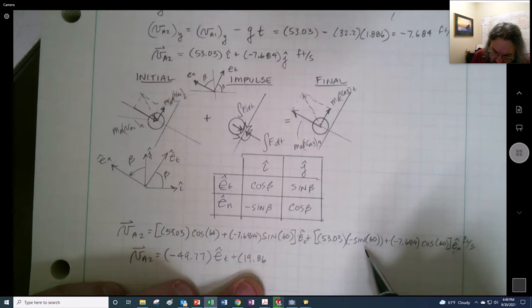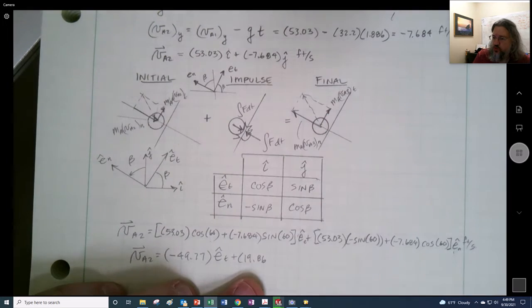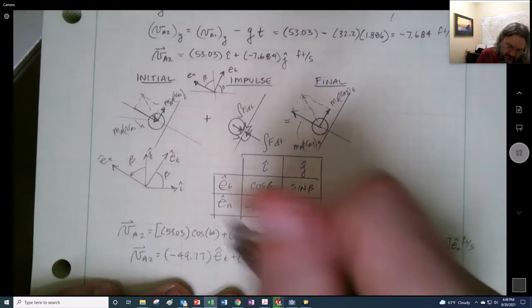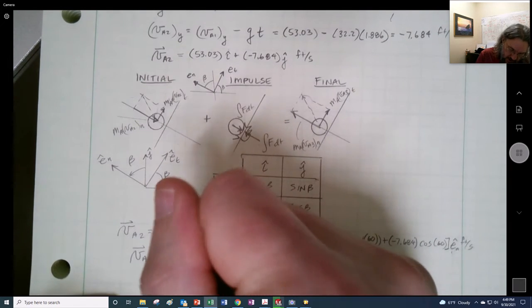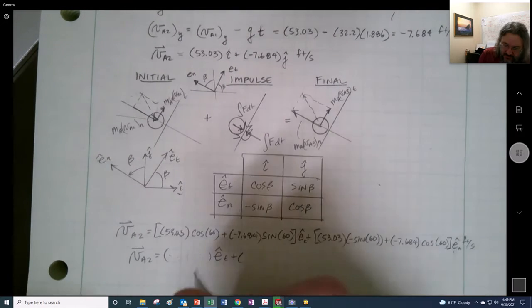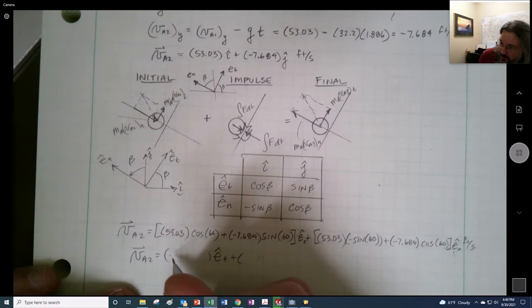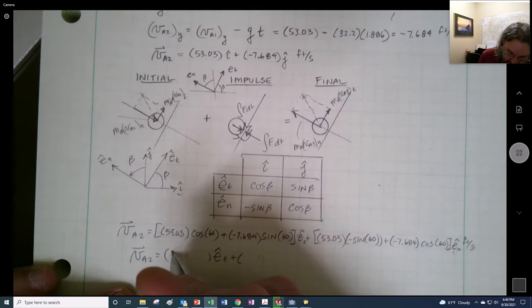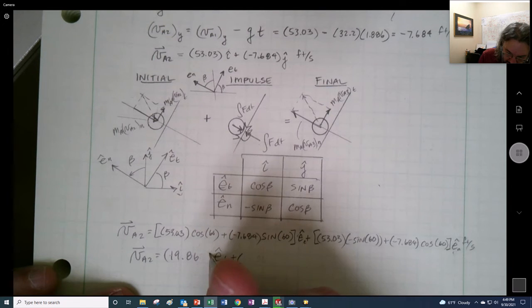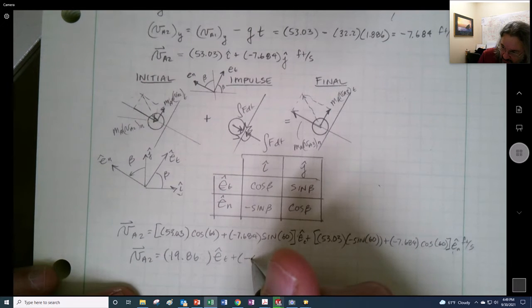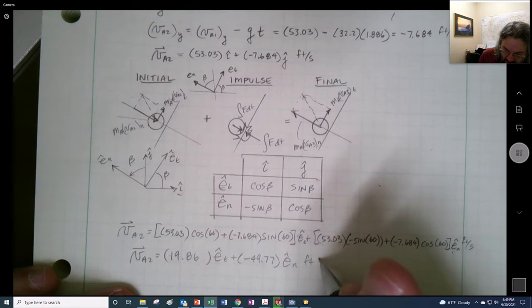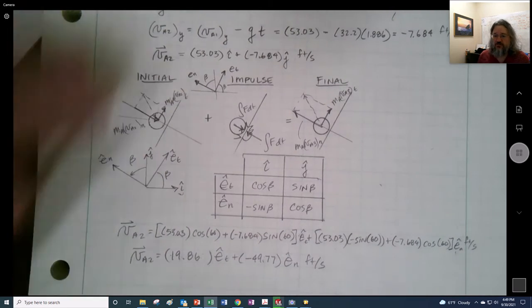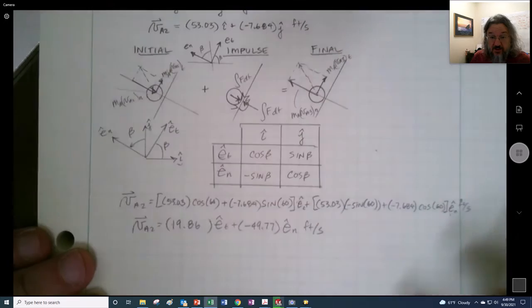Oh, I'm not feeling good about this. That should be a negative value. No, I got them backwards. That's why. So I wrote one before the other in the spreadsheet. I mess that up all the time. So this is 19.86, right? And then this one should be the negative 49.77 EN. That's why you shouldn't try to make a video when you haven't written the whole thing out and then just write it down again.